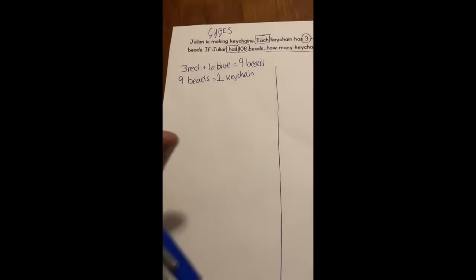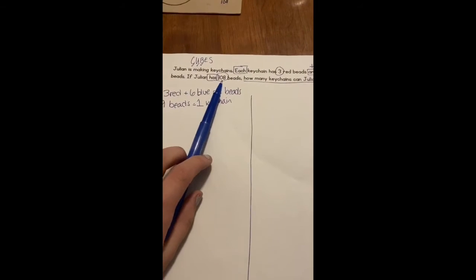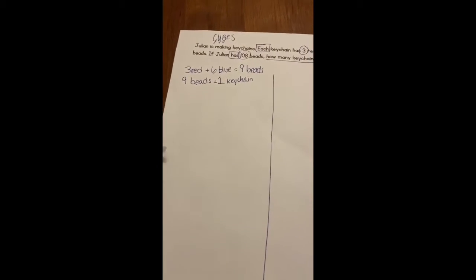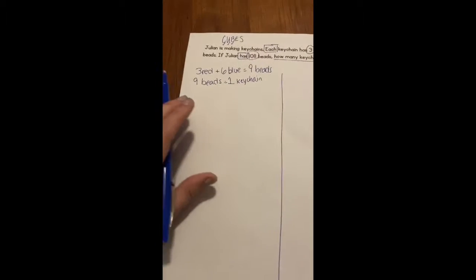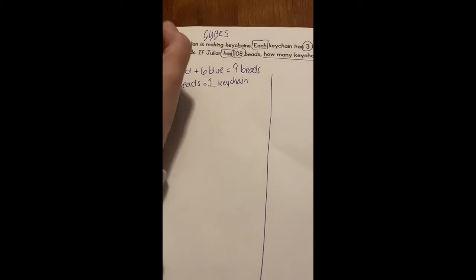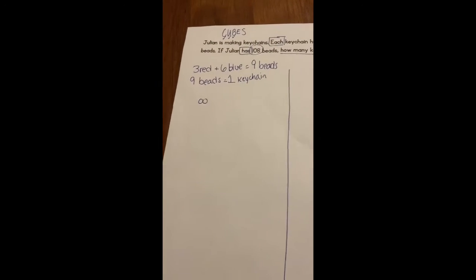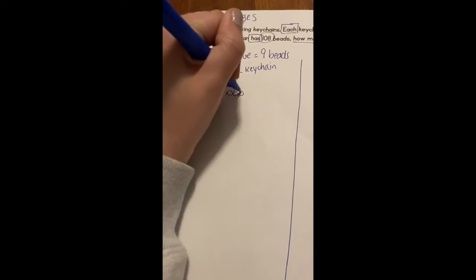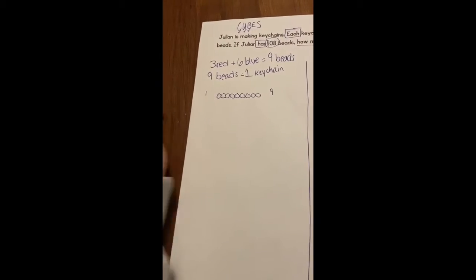But that is not what the question asked me. The question asked me how many keychains can I make with 108 beads in total. So I can draw a picture here and go through to see how many of these keychains I'm making. I'm going to just draw 9 little circles to represent the beads making a keychain. So 1, 2, 3, 4, 5, 6, 7, 8, and 9. So that's 9 beads, so that's 1 keychain, okay?